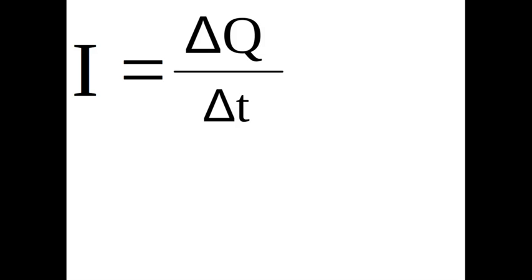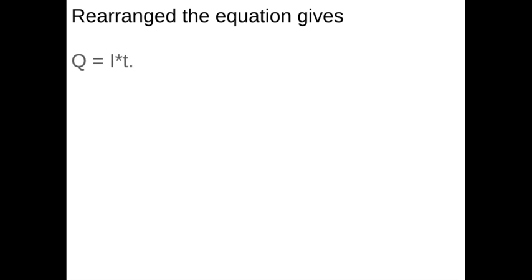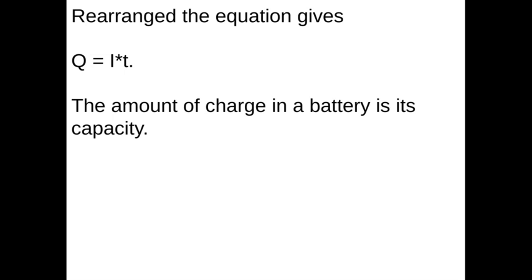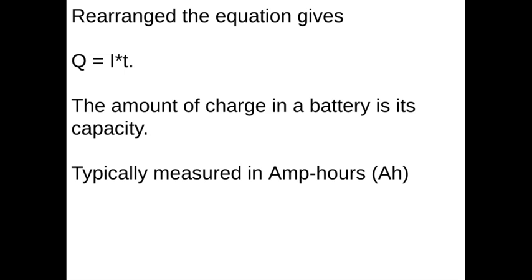So if we want to think of current in this way, again, with a river, just to give another analogy, it wouldn't be how fast the river is flowing, but how much volume of water is flowing by in a given amount of time. So rearranged, by the way, this equation gives us charge is current times time. And so this actually has to do with the amount of charge in a battery. This is called its capacity. Typically, capacity is measured in amp hours instead of coulombs because we need a bigger chunk of charge.